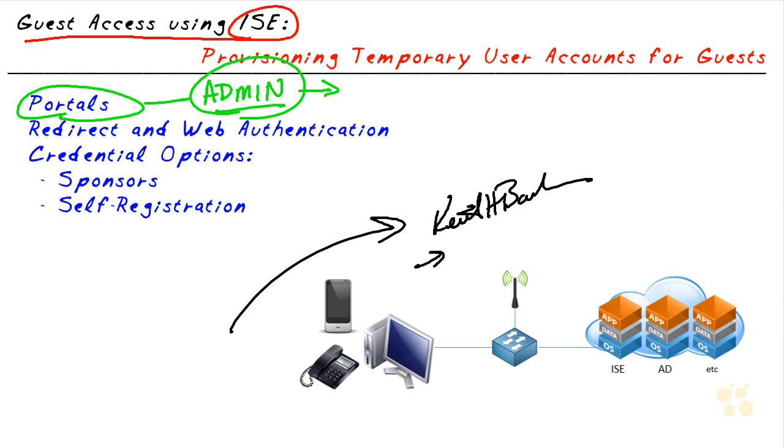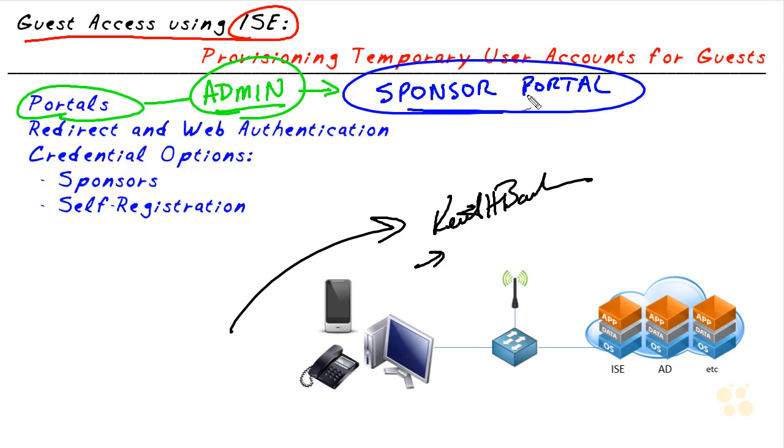However, we also can create and set up a portal specifically for the Lobby Ambassador. And that portal is called a sponsor portal. And the sponsor portal, that's going to be served up by the ISE server that's acting as the policy service node. And if you have a single ISE server, you really don't need to worry about that too much because all of the roles are going to be provided by the same ISE server.